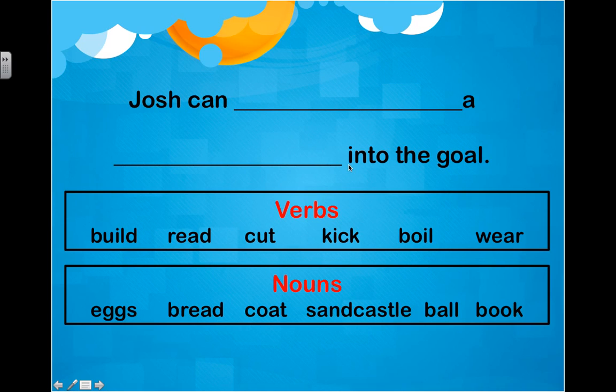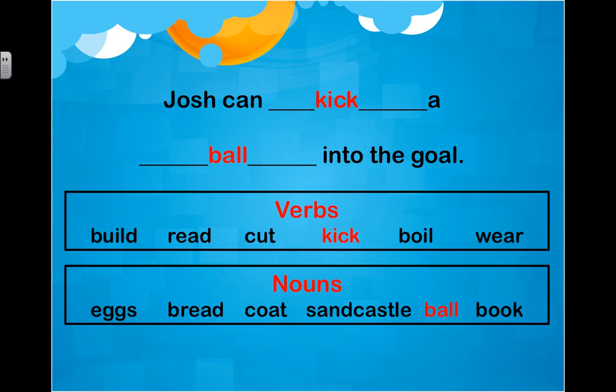Yes. Josh can blank a ball into the goal. That would make sense. So now let's think about this. What can he do to a ball? Can he build it, read it, cut it, kick it? Kick it! He can kick a ball into the goal.